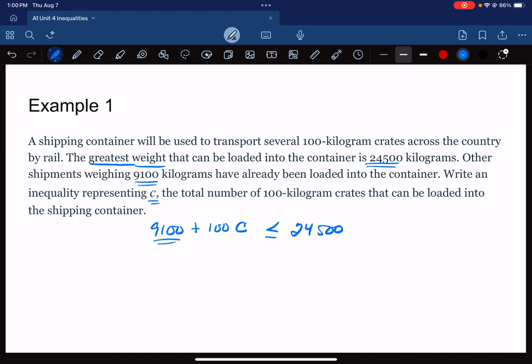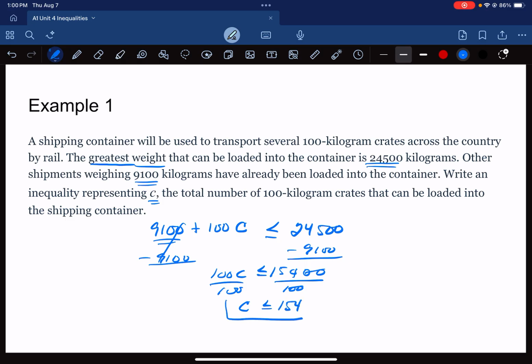So now I'm just going to solve this. I'm going to subtract 9,100. That's going to be 15,400 divided by 100, which means the zeros just cancel, giving me 154. And so I can load at most 154 more crates. That's it. So 154 or less.